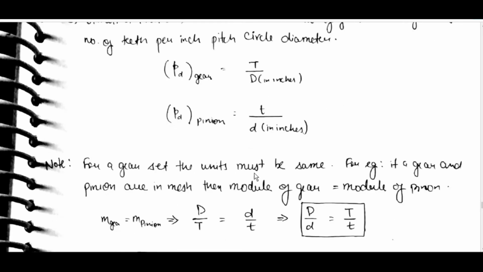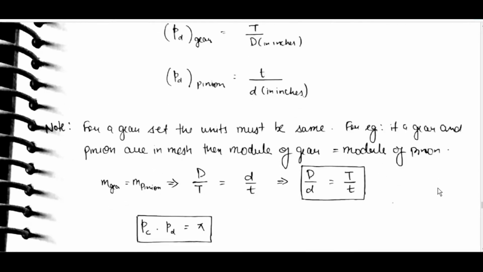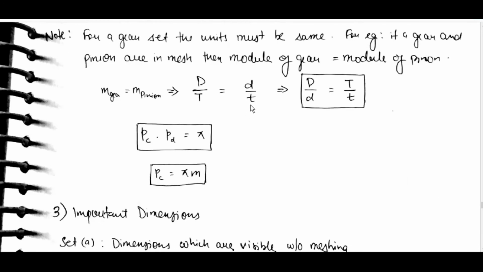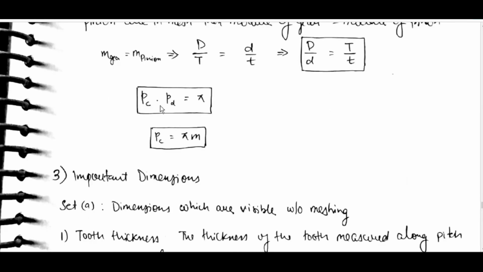For a gear set, units must be the same. For example, if a gear and pinion mesh, then module of gear is equal to module of pinion. M gear is equal to M pinion. Capital D by capital T is equal to small d by small t. Capital D by small d is equal to capital T by small t. PC into PD is equal to pi. PC is equal to pi m.